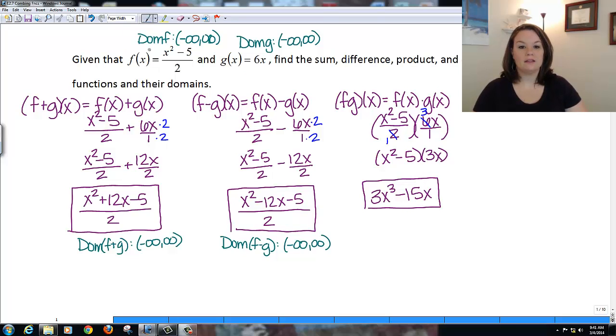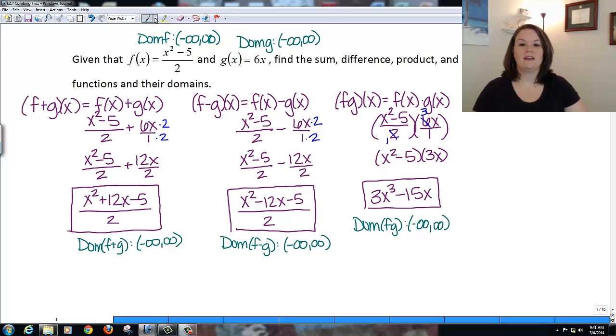And the domain on this one, as you can guess, is still going to be negative infinity to infinity because I don't have a variable in a denominator. I don't even have a denominator. And I don't have an even root. So that means that the domain of fg is going to be negative infinity to infinity.